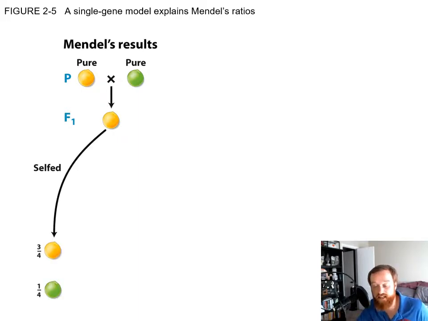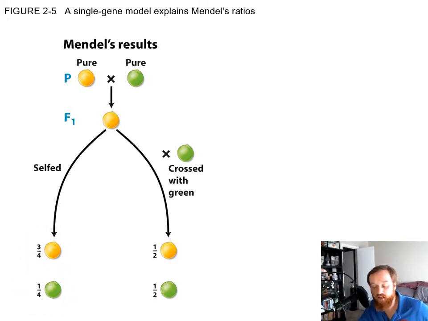Now, if we take that F1 generation and we self them, or we cross them, do a sib mating, it's called, where we cross one individual from the F1 generation to another individual from the F1 generation, because they all have the same genetics. If we do that, we see that 3/4 of the offspring are yellow, and 1/4 of the offspring are green. Conversely, if we take that F1 generation and we cross it to a green plant, we see that 1/2 of the offspring are yellow and 1/2 of the offspring are green.